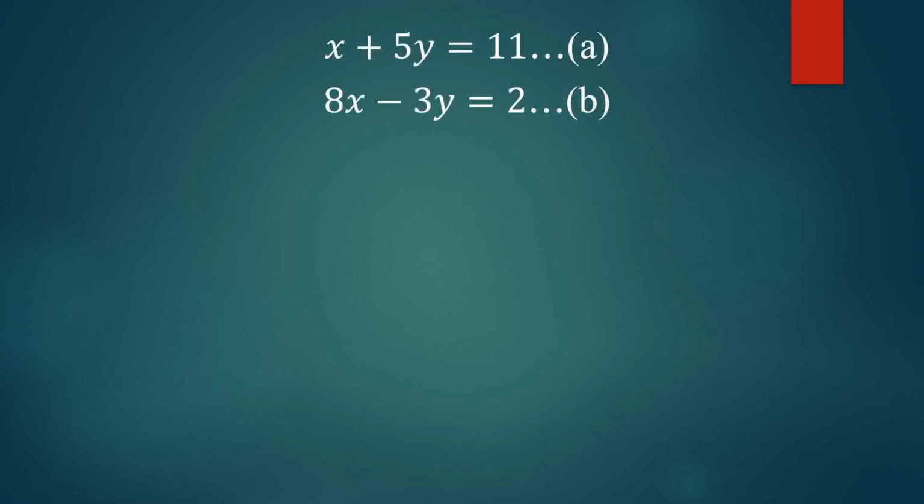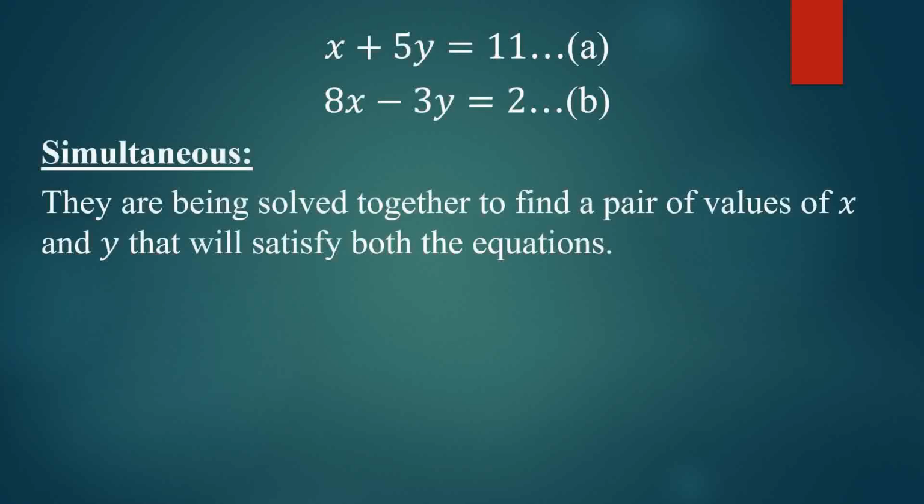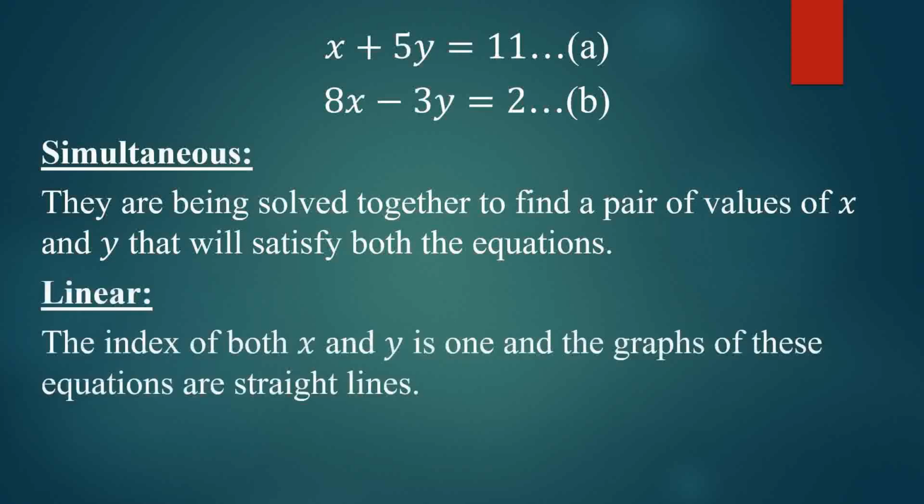Now before starting, let us understand the meaning of the words simultaneous and linear. Simultaneous means that we are solving these two equations to find values of x and y such that they will simultaneously satisfy both the equations. And linear is because the index of x and y is 1. And when we plot these equations on a graph, they become a straight line.